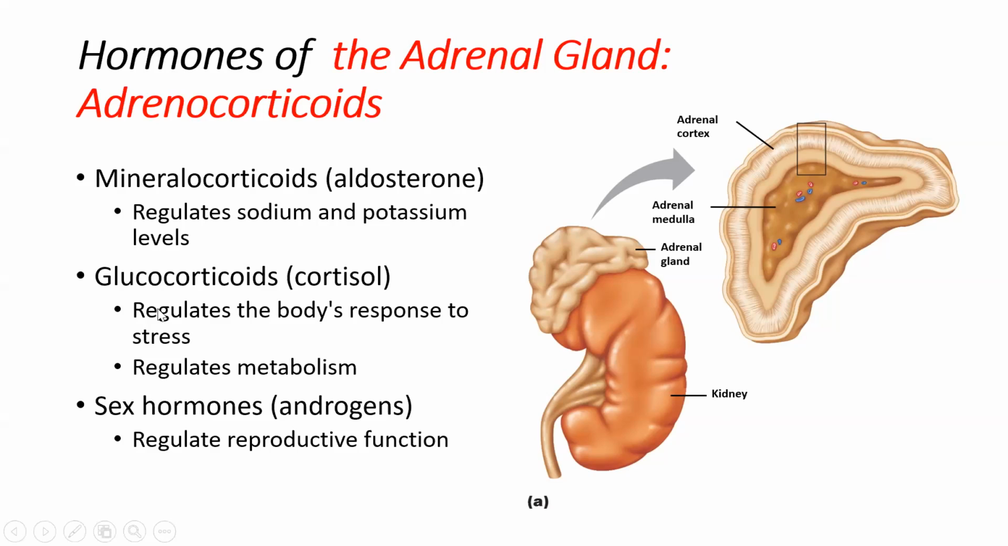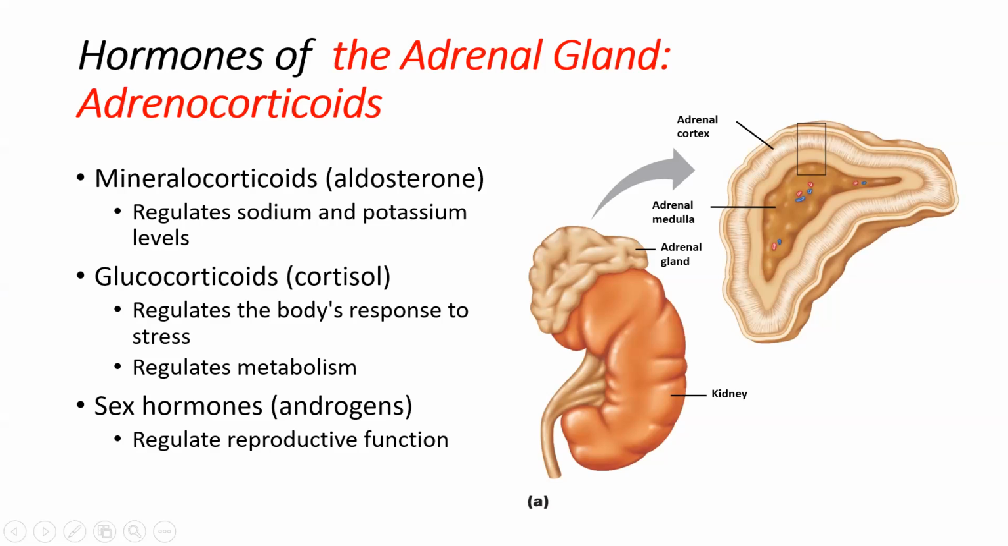And then the third hormone secreted by the adrenal cortex is sex hormones or androgens, and these help with the regulation of the reproductive function. They're going to be involved in things like testosterone and estrogen production in males and females respectively. So they're more involved in the production of our sex hormones and in the reproductive function.